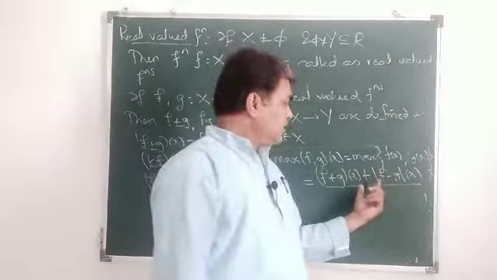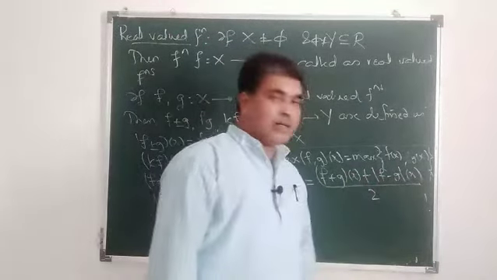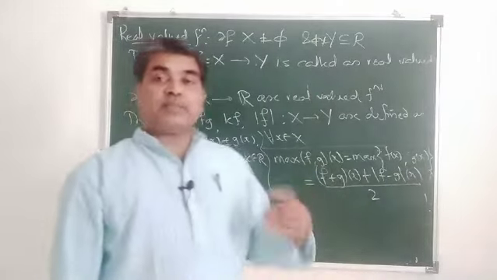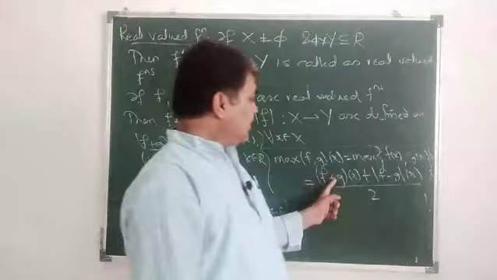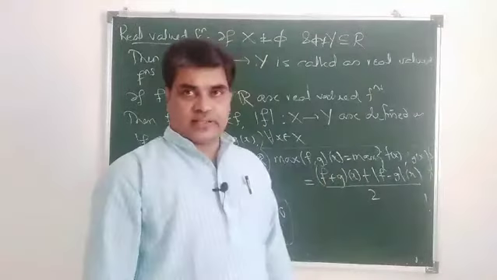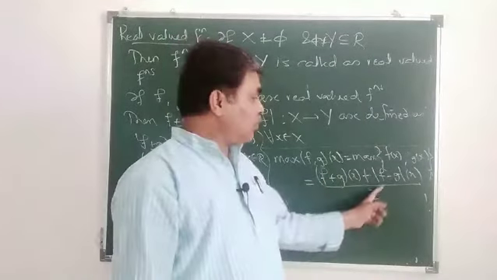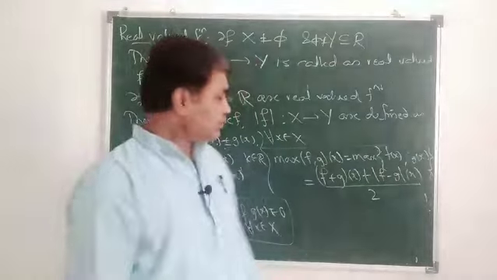If gx is maximum, then fx minus gx is negative. In that case, mod of f minus g of x will become minus of fx minus gx, which is gx minus fx, and in that case fx will get cancelled and we will get 2gx upon 2, that is gx.